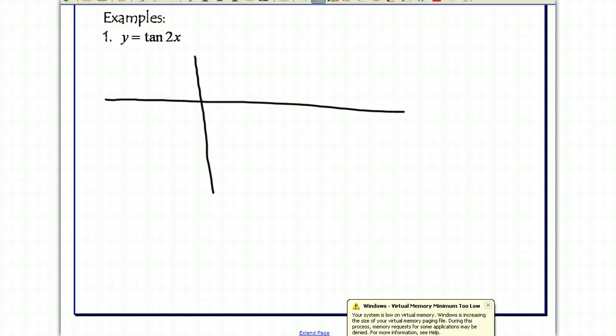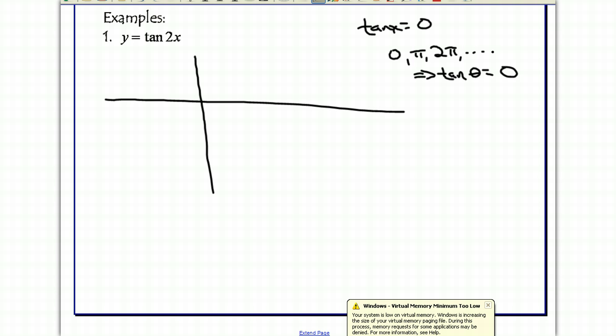Okay, so here we've got the tangent of 2x. We kind of sketch out an axis here. We think about our basic tangent graph, and we know at 0, pi, 2 pi, etc., the tangent of those values was 0.